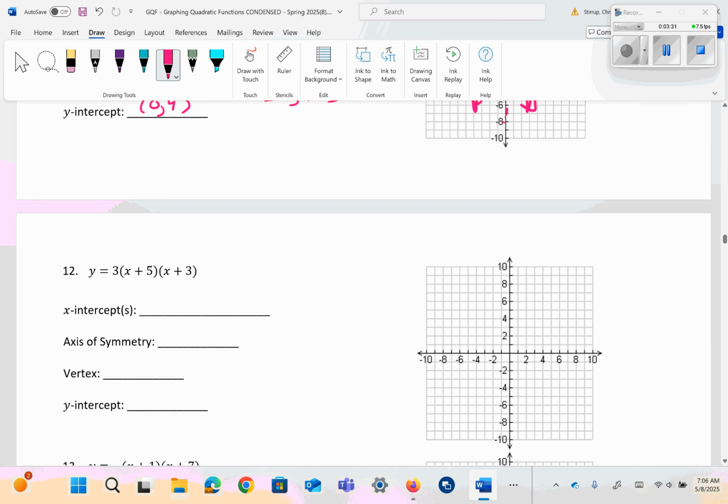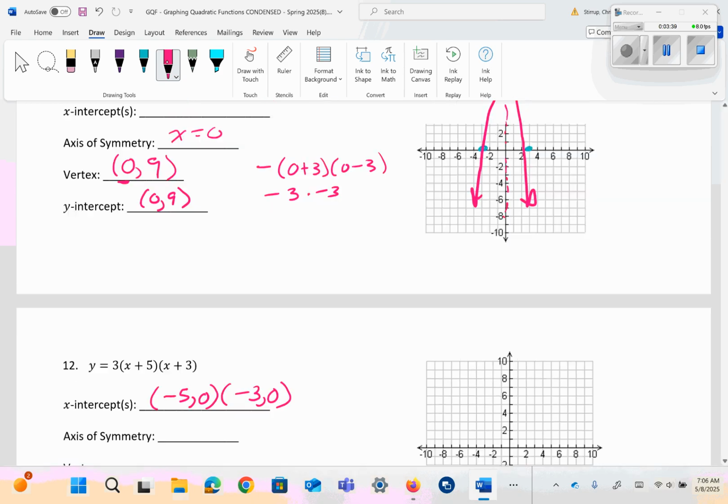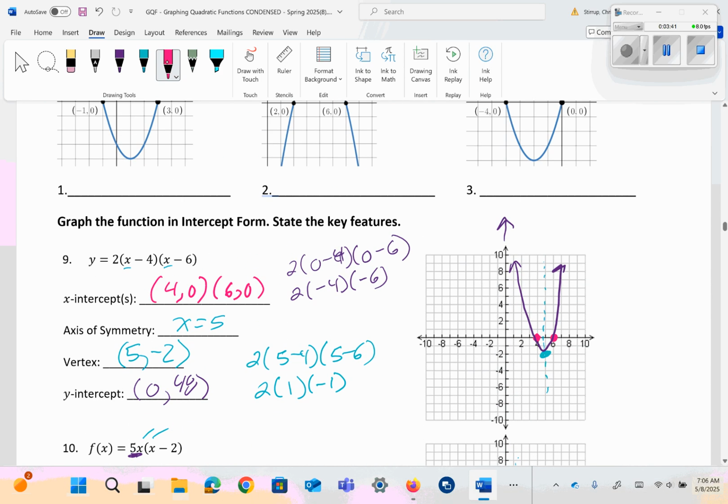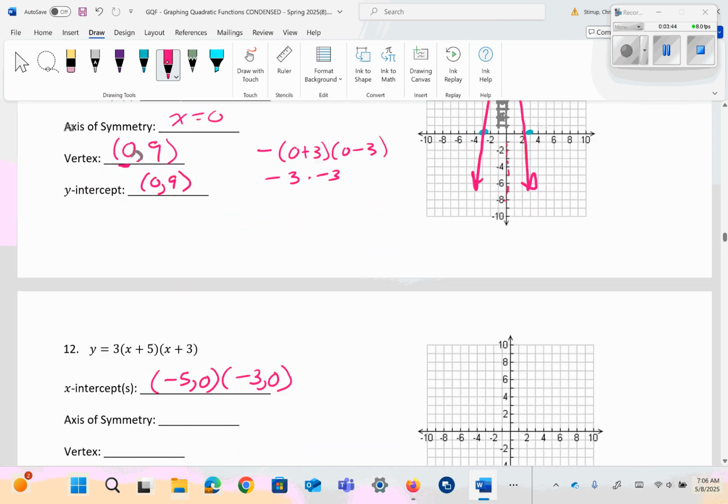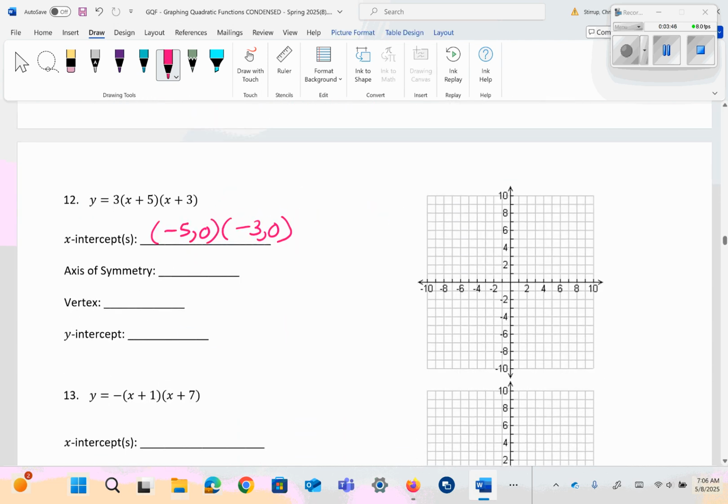Number 12, our x-intercepts are going to be (negative 5, 0) and (negative 3, 0). Let me double check some real quick. Yes. Negative 5, 0 and negative 3, 0 is right there. So what number is halfway in between negative 5 and negative 3? Yeah, that'd be negative 4. So we're going to draw in our axis of symmetry. Our vertex is going to be at negative 4, comma, and we have to plug negative 4 into those x's. Don't forget the outside 3.